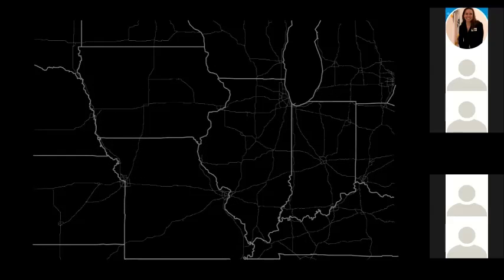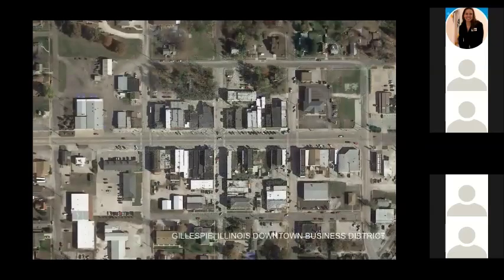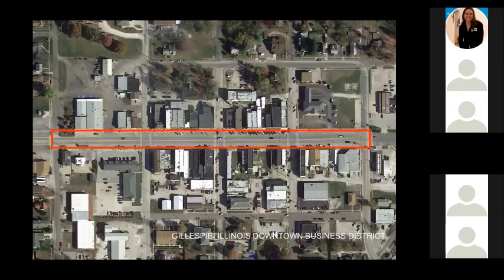Here's a map just to give a little more context to Gillespie's location. As you can see, Gillespie is a town mostly surrounded by corn and soybeans, which is basically typical for small town Midwest. The downtown business district is shown here in the red box. It's about 5 blocks of historic Route 66, which is now Route 4. This is the city's TIF district, which I will touch on a little more later, and this is where the majority of the design work will be done.